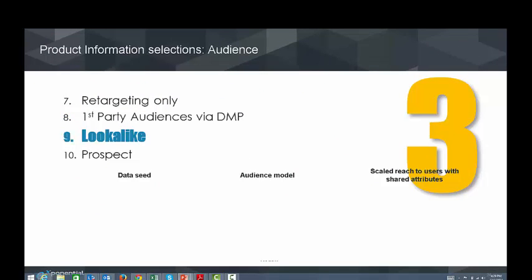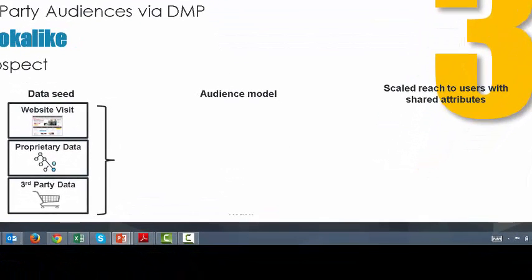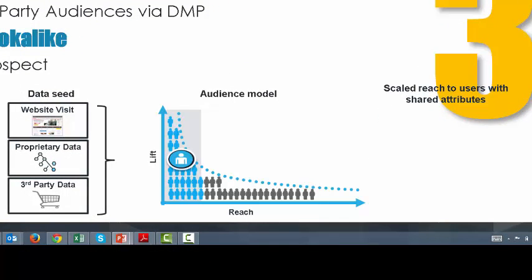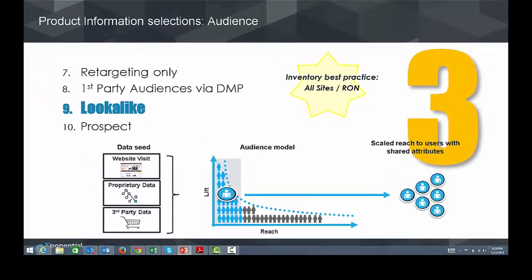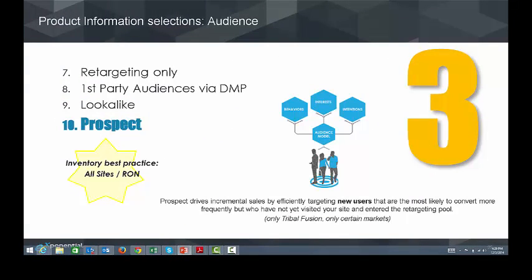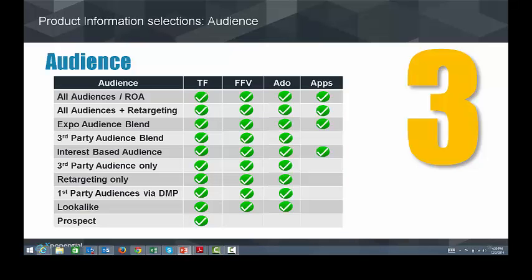Lookalike is using exponential or third-party data and building an audience model. Then, the highest lift audiences are scaled to reach similar users in the network. Lastly is Prospect. This is only Tribal Fusion. Simply put, this is targeting a prospect audience, used to find new users via arrow optimization. Because it's only new users, there's no retargeting population. Not all audiences can be targeted in all divisions, so here's a chart for your reference.